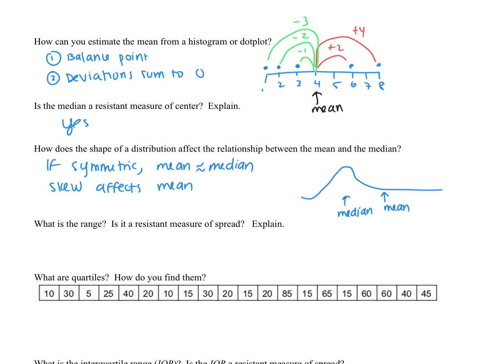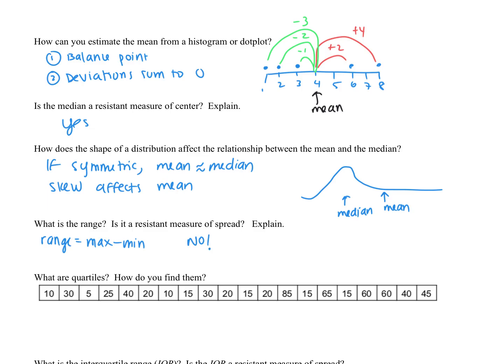Okay, we're going to talk about one more thing, and then we'll take a break. Okay, this is a throwback. Do we remember how to calculate range? Top number subtracted by the smallest number. Okay, range, thank you. The maximum subtract the minimum. Biggest number subtract smallest number. Do we think range is resistant? No.